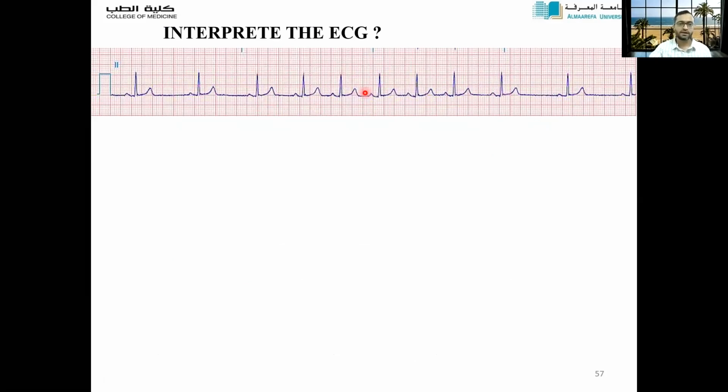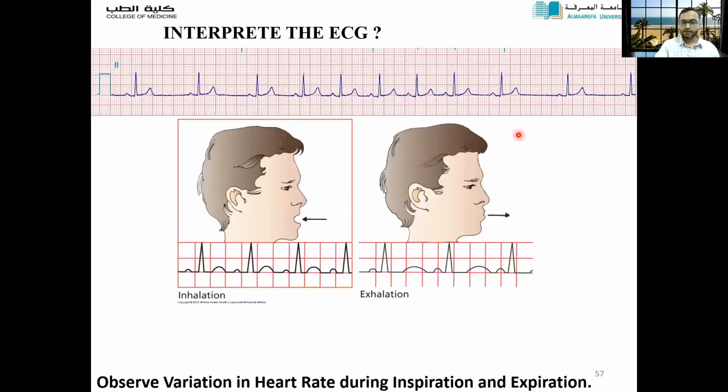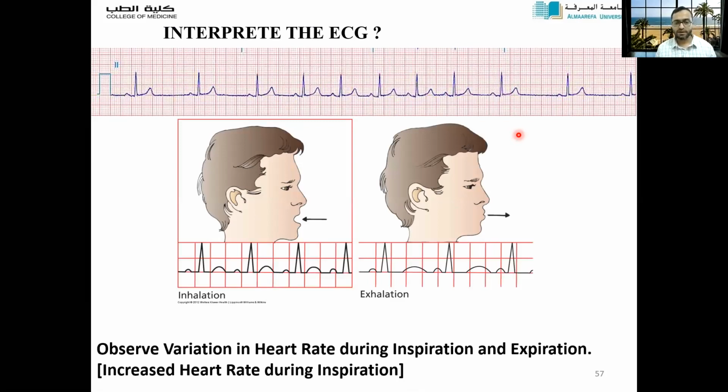This is arrhythmia. What type of arrhythmia? It is sinus arrhythmia because P waves are present. What is the defect? The defect is only irregularity, and this irregularity is following some pattern. And this type of arrhythmia is known simply as sinus arrhythmia.